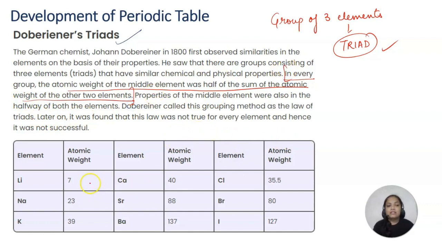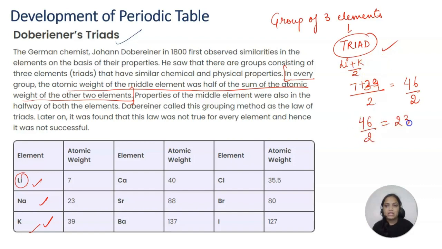Now, how is that happening, can you see here? One triad is lithium, sodium, and potassium. If I take the atomic weight of the first and third element, lithium and potassium, so 7 plus 39 divided by 2. All right, students, it will be 46 upon 2 if I am taking lithium plus potassium upon 2. So 46 upon 2 stands for 23. That is the atomic mass of sodium.